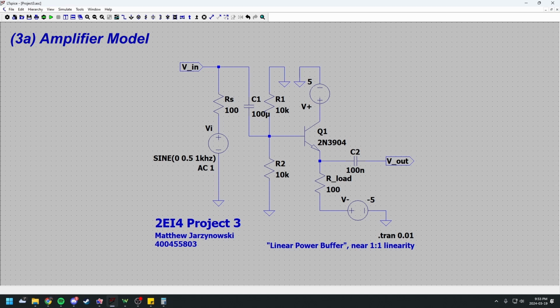Going up from here, we have a positive 5 volt source, and going down, we have our second capacitor, which is 100 nanofarads, and our V out net, where we measure our voltage out, our load resistance, valued at 100 ohms, and our negative voltage source, valued at negative 5 volts.